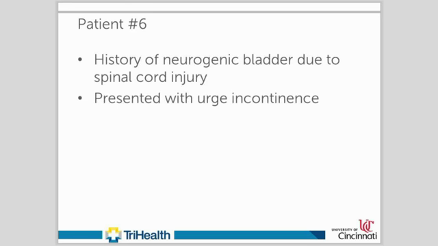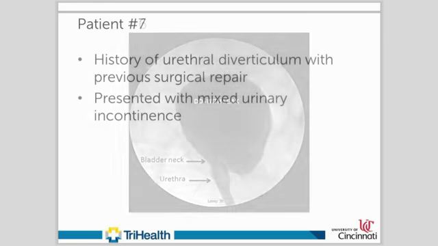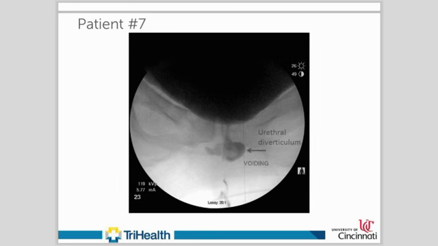Patient number 6 is a patient with a history of neurogenic bladder due to a spinal cord injury who presented with urge incontinence and recurrent urinary tract infections. Video urodynamics demonstrates a small cystometric capacity, detrusor overactivity with leak, an open bladder neck, and dilated urethra. Patient number 7 presented with mixed urinary incontinence despite a history of multiple medications and anti-incontinence procedures. She also had a history of urethral diverticulum which had previously been repaired. Fluoroscopy during the voiding phase demonstrated a recurrent urethral diverticulum.